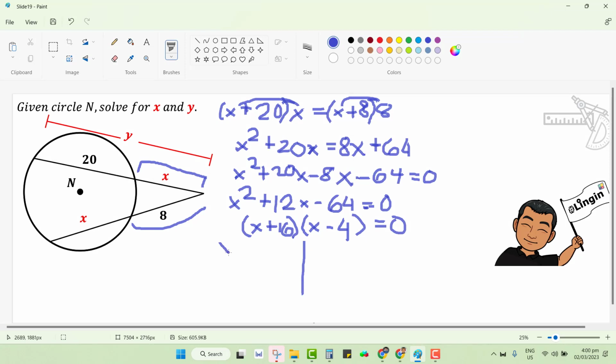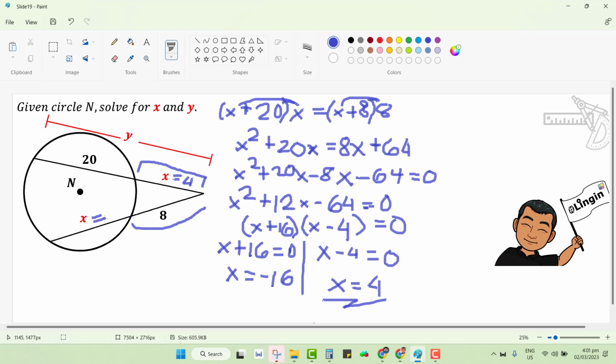We are going to use the zero factor property, which will allow us to equate both factors to 0. So your first value of x is negative 16. For the second, x minus 4 equals 0, you will get x equals positive 4. These are the two values of x for our unknown, but we are going to accept only the positive result since x is a measurement of length of the exterior segment here and this chord, so we don't accept negative values. So this is actually 4.